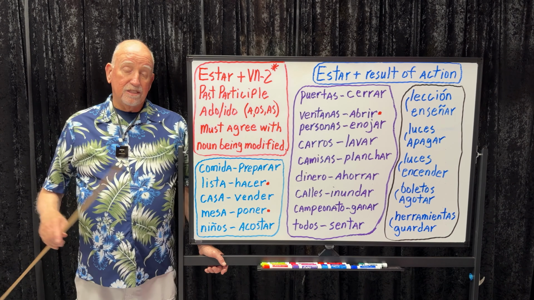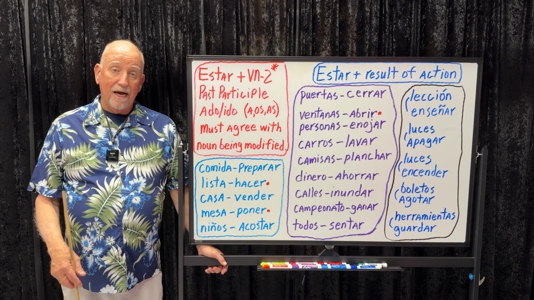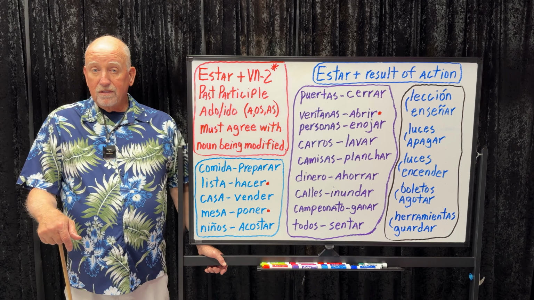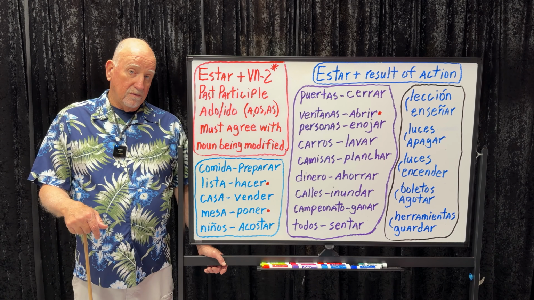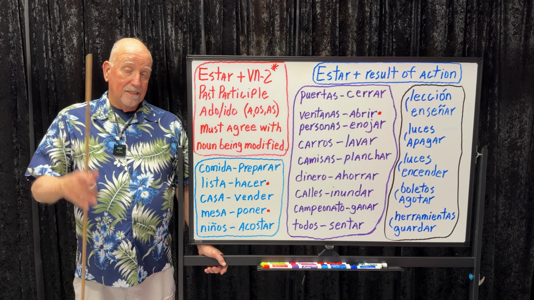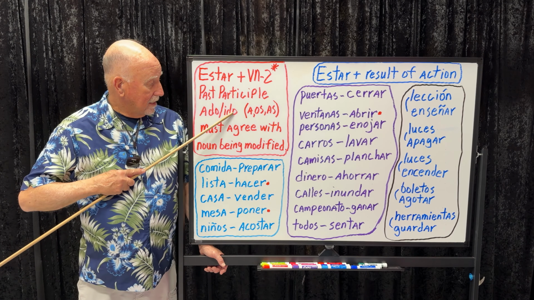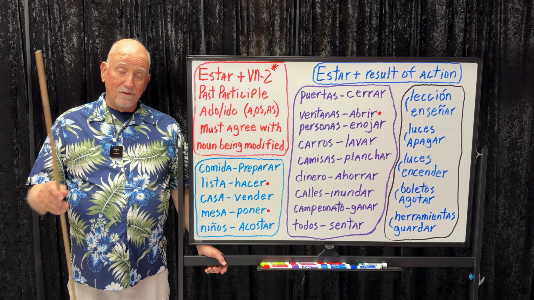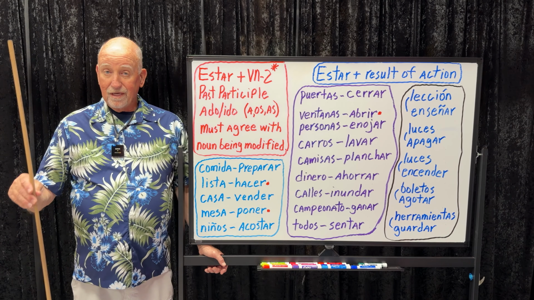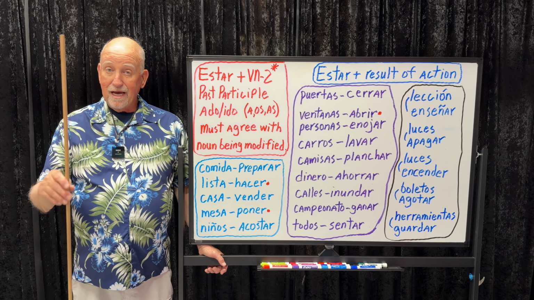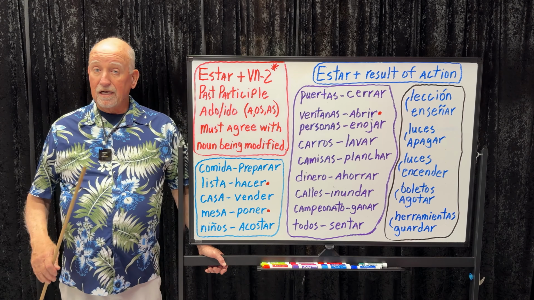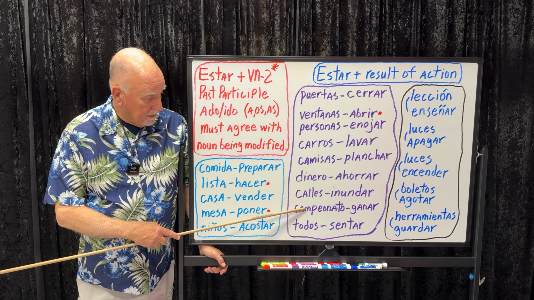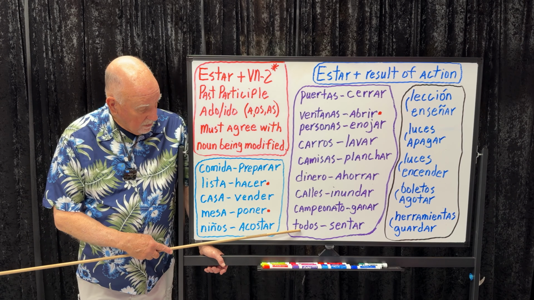Campeonato ganar. The championship is already won. We're going to use ya for already. The championship is already won. They have enough points for it. It's already won. El campeonato ya está ganado. Ganado, right here. By the way, ganado means cattle as well. The word ganado is a noun and it's cattle, but it's also the past participle of ganar. Okay? El campeonato ya está ganado.